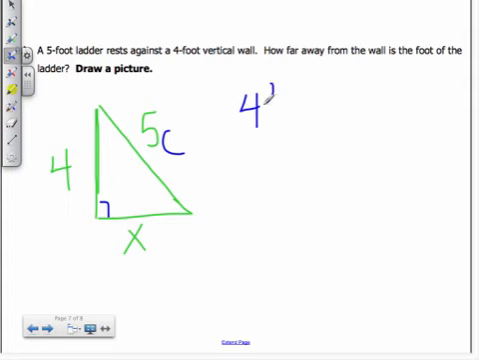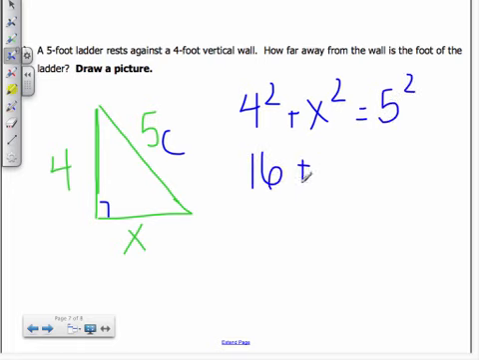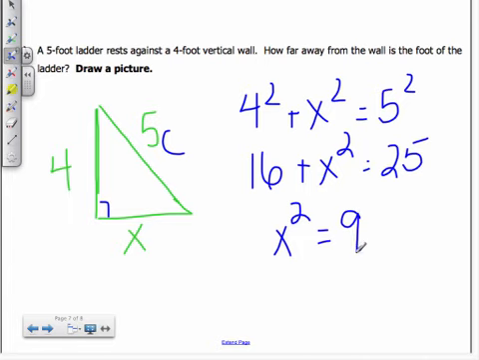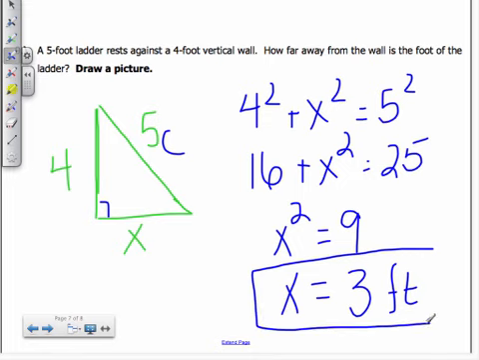So I'm going to say 4 squared plus x squared equals 5 squared. I end up getting 16 plus x squared equals 25. Subtract the 16 from both sides, I get x squared equals 9. Square root both sides, and then you end up getting x equals plus or minus 3, but we only care about the positive again. And then because this is a word problem, we got to make sure that we label our unit. So our answer is that it is 3 feet. The foot of the ladder is 3 feet away from the wall.